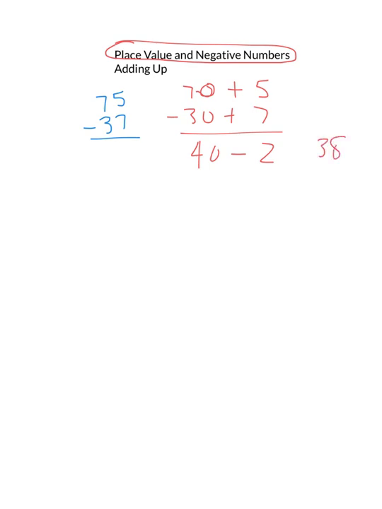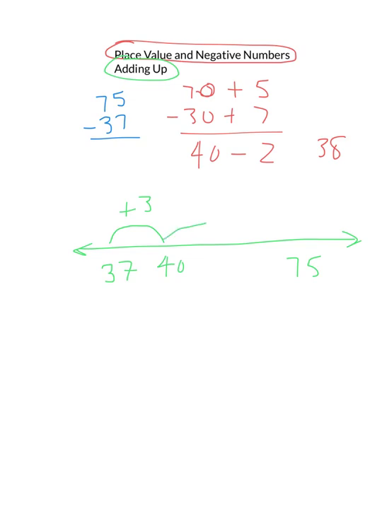If we want to look at it as an adding up strategy, well, adding up is just that. We say we're going to start at 37. I personally like to do a number line. You don't have to, but I like to. I'm going to end at 75. So if I say, wait a second, I'm going to get to 40 first. So what's the difference from 37 to 40? It's plus 3. How do I get from 40 to 75? It's plus 35. Well, if I add those two together, that gives me a total value of 38.